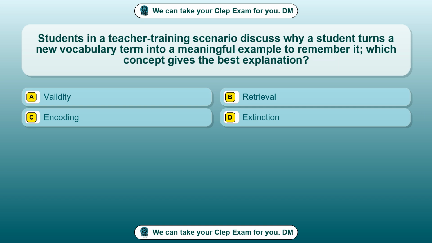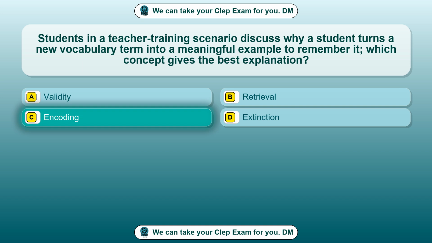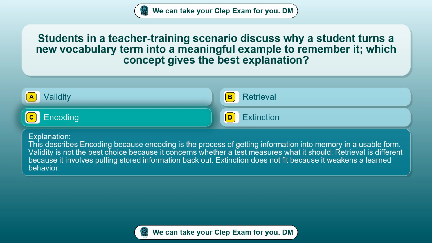Question 36. Students in a teacher training scenario discuss why a student turns a new vocabulary term into a meaningful example to remember it. Which concept gives the best explanation? Option A, validity. Option B, retrieval. Option C, encoding. Option D, extinction. The correct answer is option C, encoding. This describes encoding because encoding is the process of getting information into memory in a usable form.